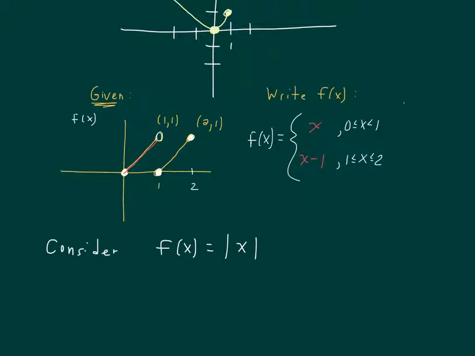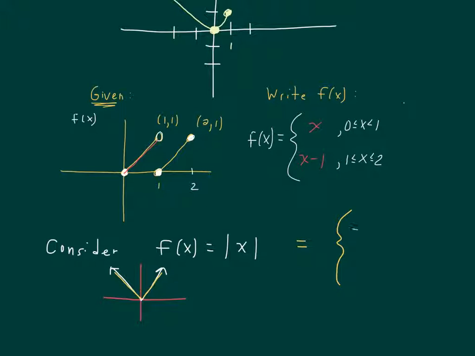Okay, and finally, consider the function f of x equals the absolute value of x. We know that with the absolute value, the graph is our V-shaped graph. Well, this could actually be defined in a couple of pieces. If we were to think of this as having a left side and then a right side, we can define this in two pieces.